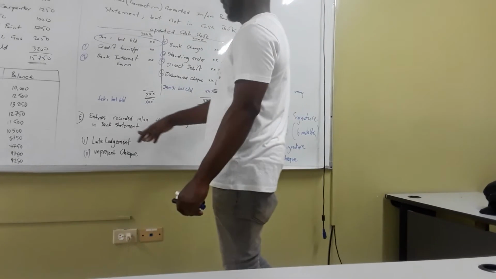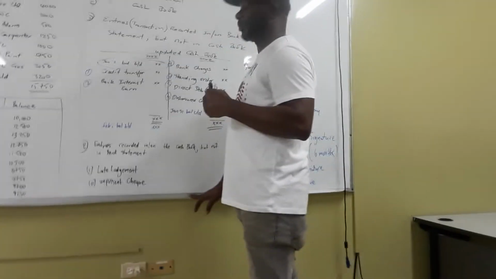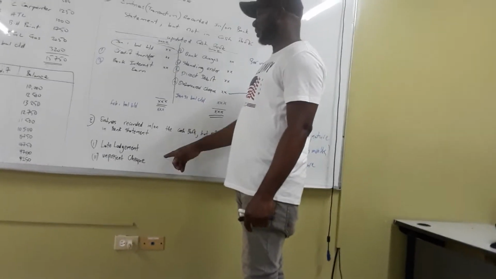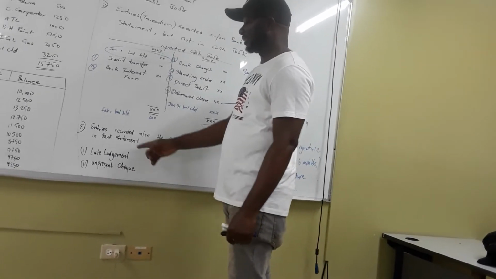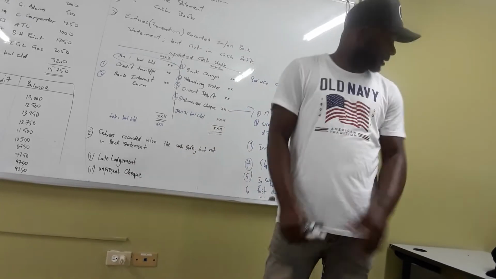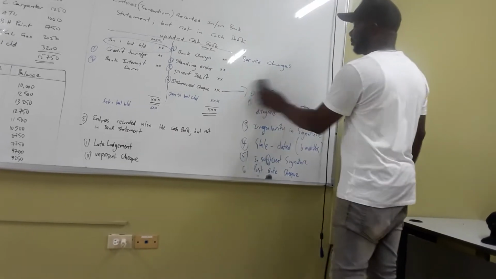speaking about entries recorded in your cash book, but not necessarily in your bank statement. Those entries that can possibly be recorded in your cash book, but are not in your bank statement, can be categorized either as late lodgement or unpresented check.